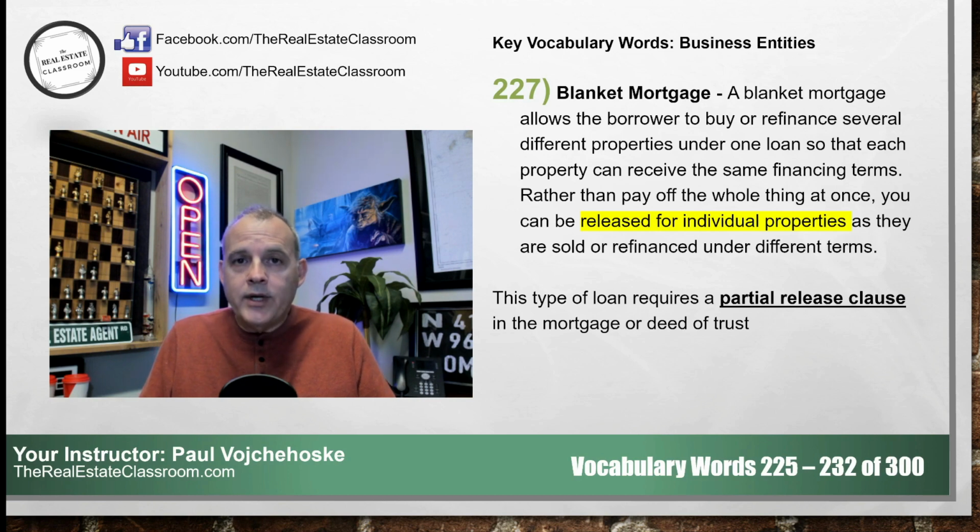Now, normally what would have to happen is you would have to sell all 10 to pay it off. But what a blanket mortgage does is allow you to parcel off each individual home. So let's say maybe you want to sell 2 of them. You can sell those 2 and then they are removed from that blanket mortgage lien. A blanket mortgage does require what's called a partial release clause, a key real estate term that we've discussed in different videos. So a partial release clause must be included in that mortgage being used as collateral, or that deed of trust, for a blanket mortgage.